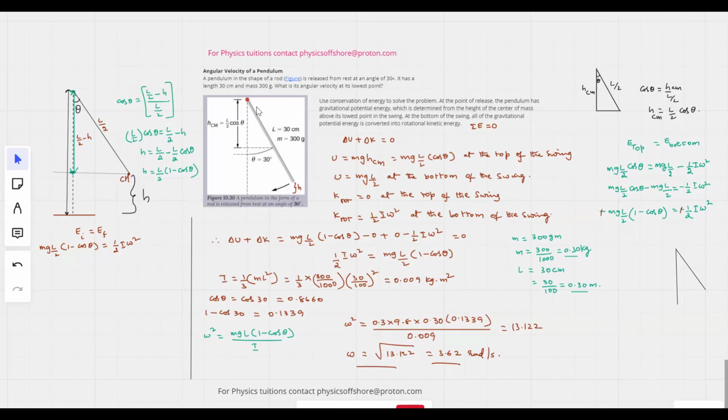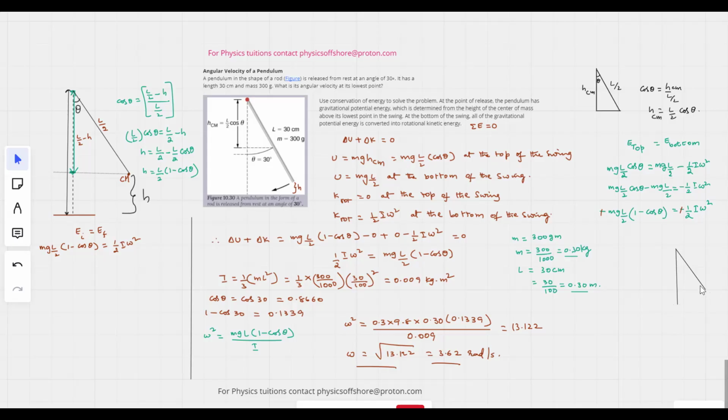This is based on rotational motion, and the problem can be solved using the conservation of energy. Here the rod is swinging like a pendulum. This is the pivot point, this is the extreme position, and this is the lowest position, or the equilibrium position. Now, the pendulum is making an angle of 30 degrees with the vertical.